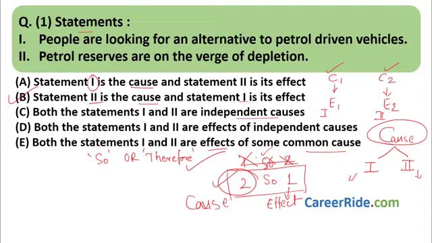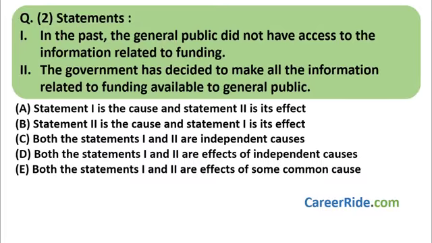Now with further examples it will become clearer and clearer, okay, how to use so and therefore, right? So please remember, you just need to use any one of these words, and you can get the answer. Moving to question number 2, statements. In the past, the general public did not have access to the information related to funding. The government has decided to make all information related to funding available to general public.